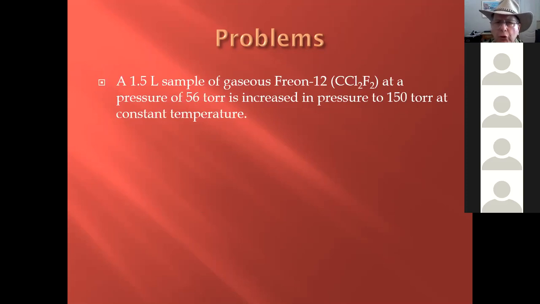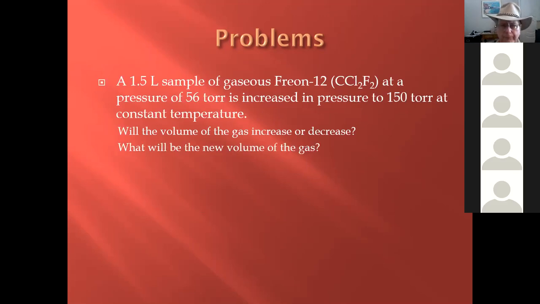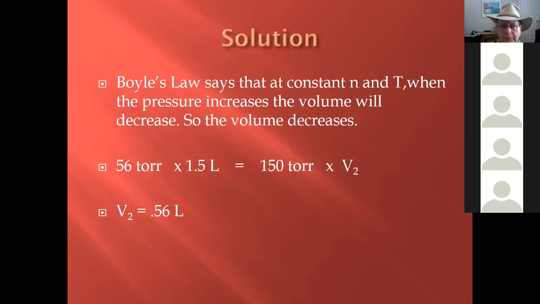Now, Jasmina, which pressure do we associate with which volume? 56 torr with 1.5 liters. And all we have to do is plug it into the equation. Now, one more question, Jasmina. If my torr is increased, in other words, if my pressure is increased, what happened to my volume? Decreased. So what will be the new volume? Again, I'm plugging it into the equation. And I solved this. My volume ended up being 0.56 liters.